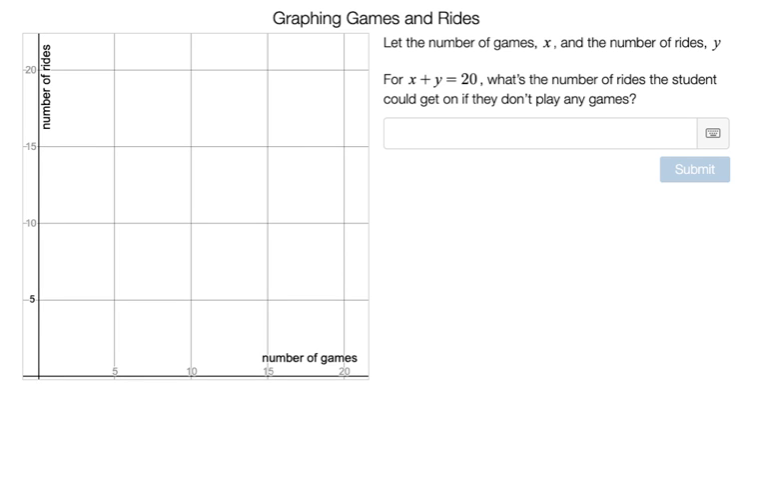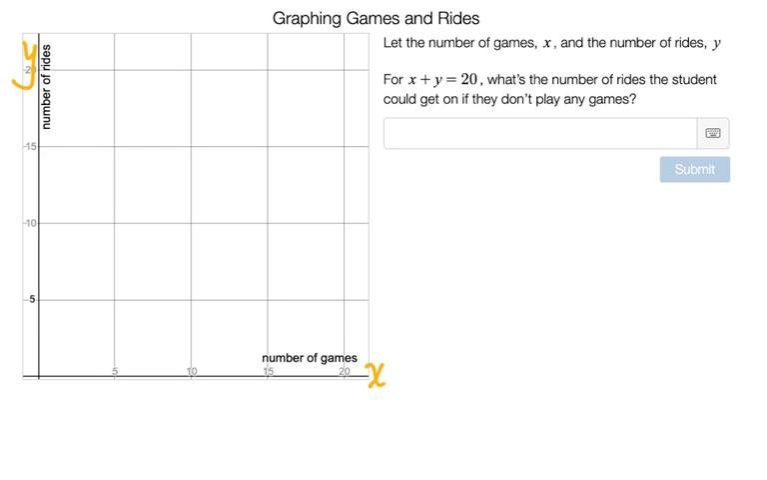We were looking at graphing games and rides. And I want you to notice that I've got a graph. On the y-axis, right here, you're going to notice that we have the number of rides. And on the x-axis over here, we've got the number of games. So we want, obviously, to let the number of games be x and the number of rides be y. So we are given an equation of x plus y equals 20. Again, x is games, y is rides.